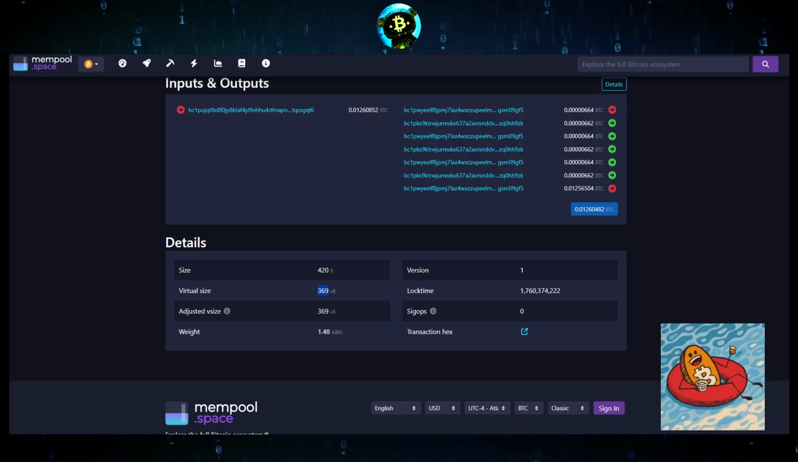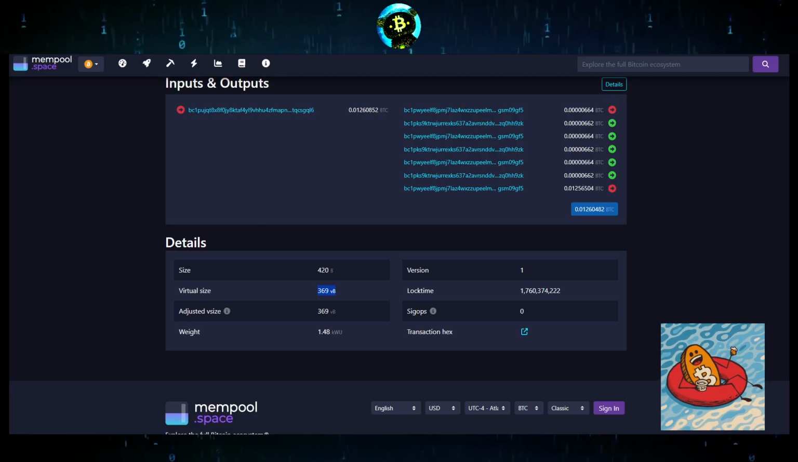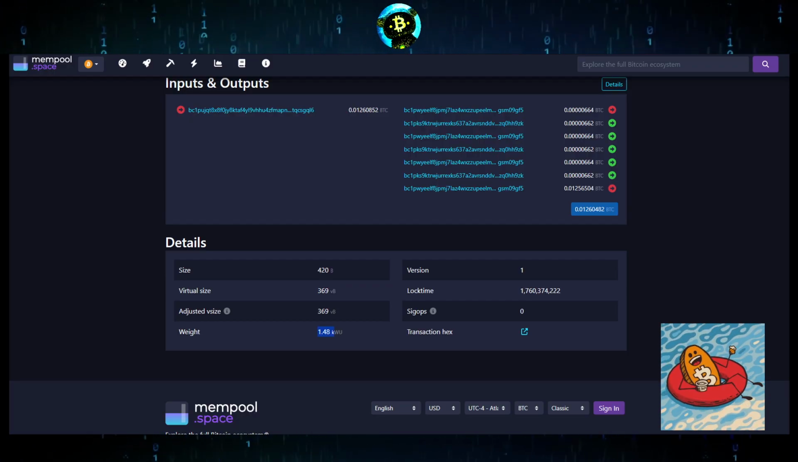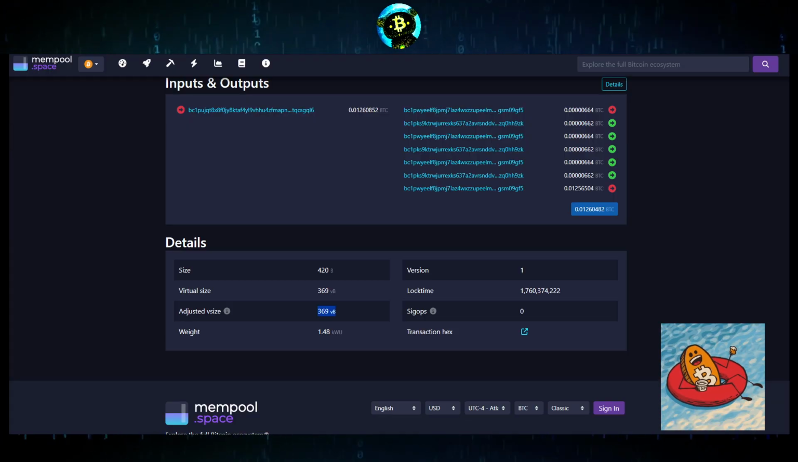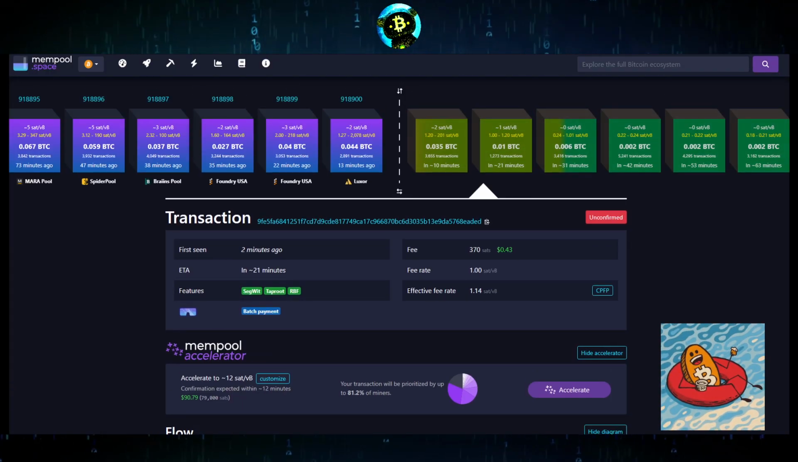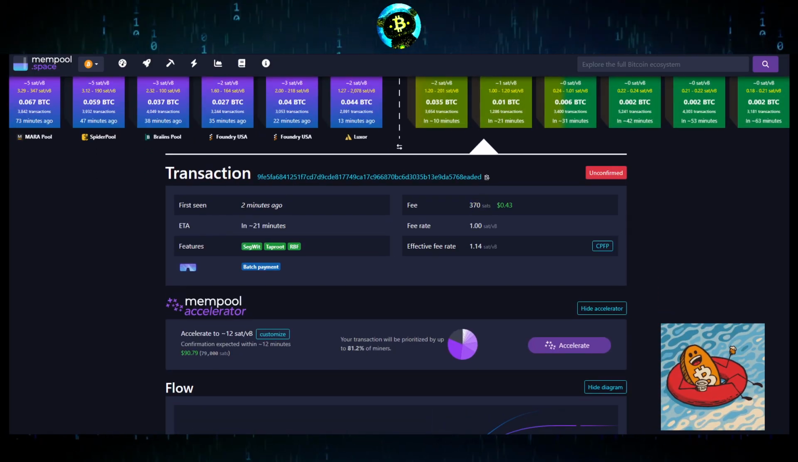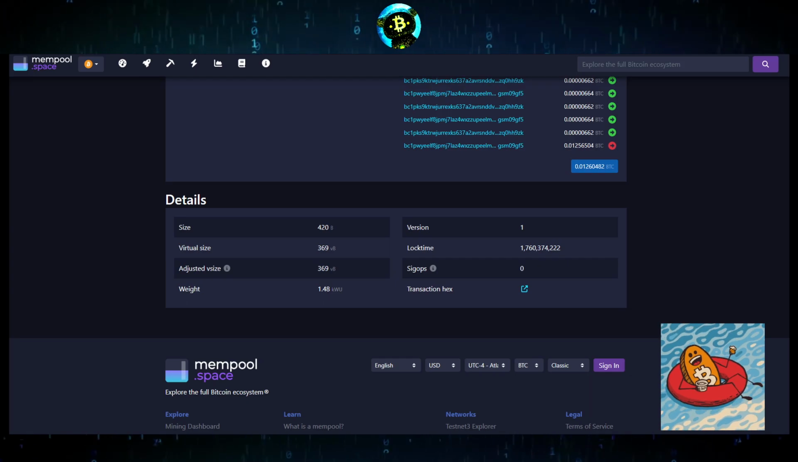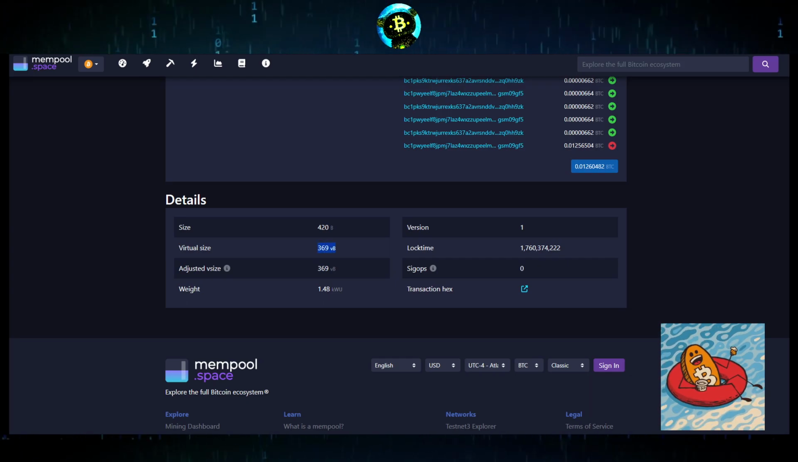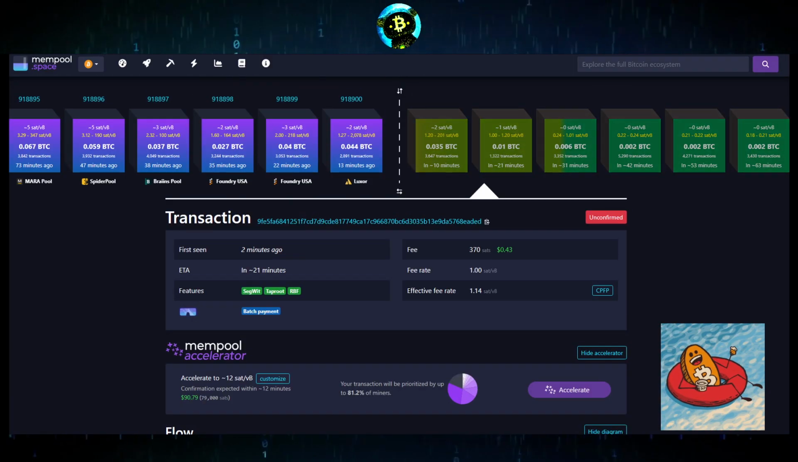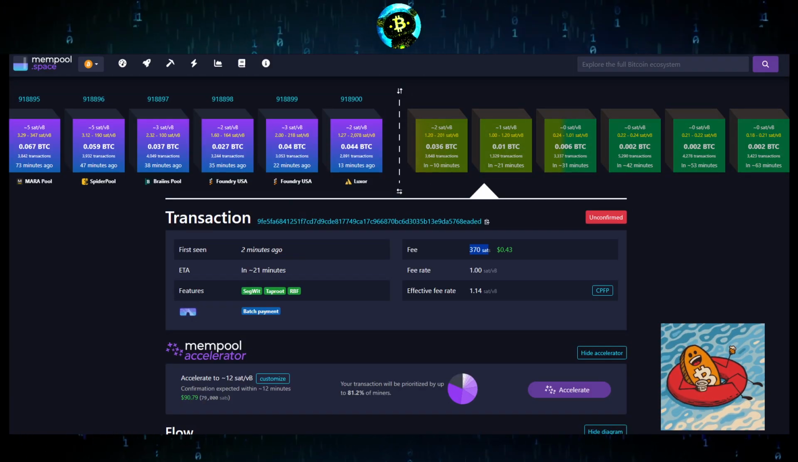So here's the size, 369 VBytes. So 1 sat per VByte. Wouldn't that be 300 Satoshis? Is that what I'm paying? 300 Satoshis? Okay, so it is. All right, so that makes sense then. So 1 sat per VByte. And it's about 369 VBytes here, virtual size, which equates to about 370 Satoshis in the fee. Okay, so that makes sense.